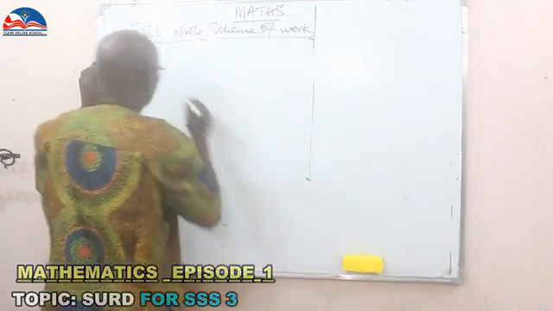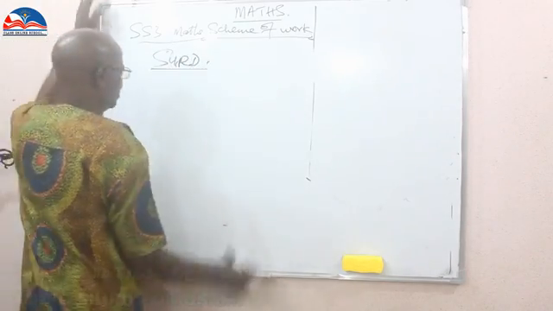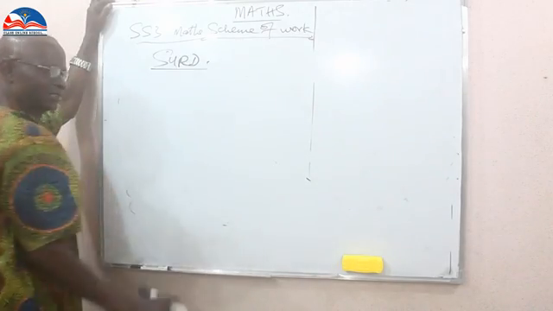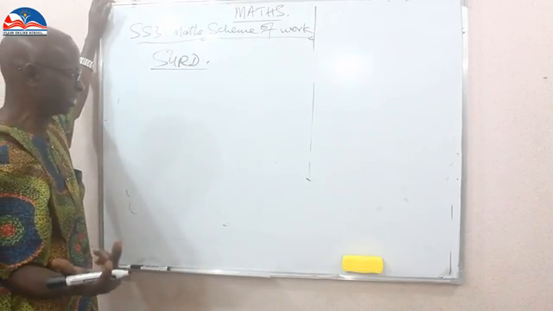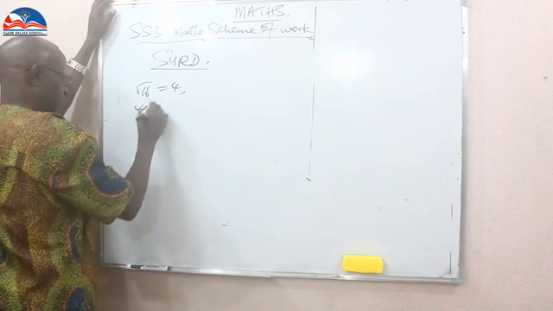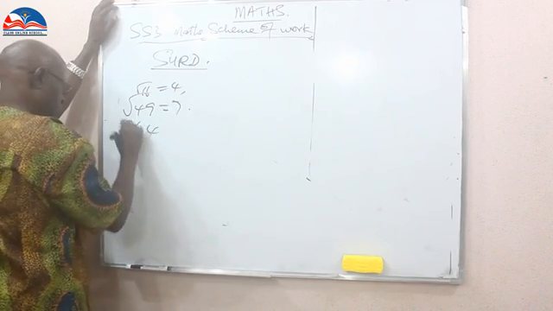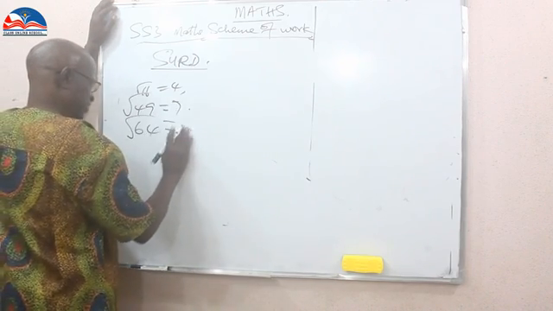I'm starting with surds. What about the standard term surd? You see that certain numbers can take the square root easily. Like if I want to take the square root of 16, yes, it's 4. What of 49? Square root is 7. What of 64? Square root of 64, that's 8.